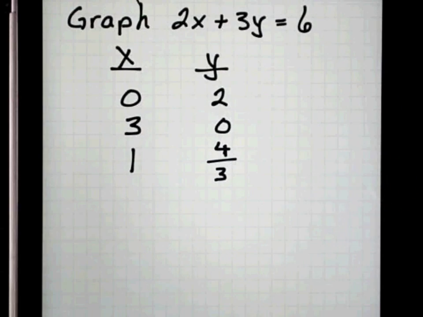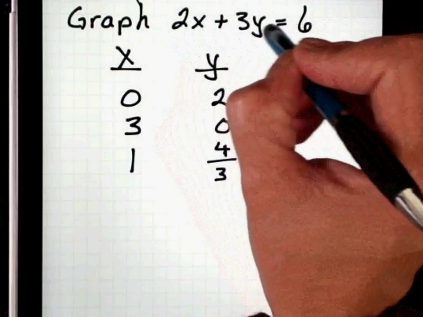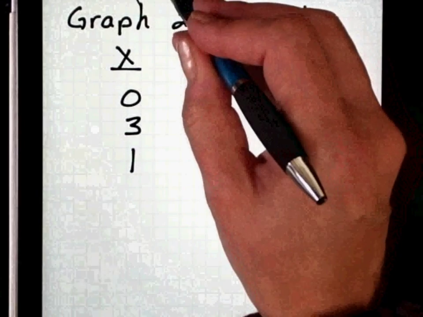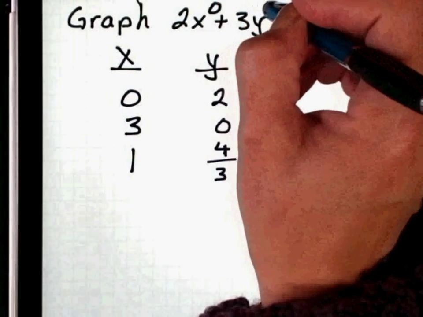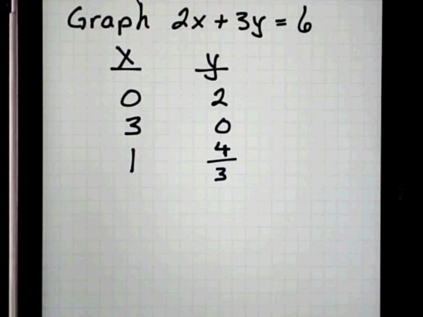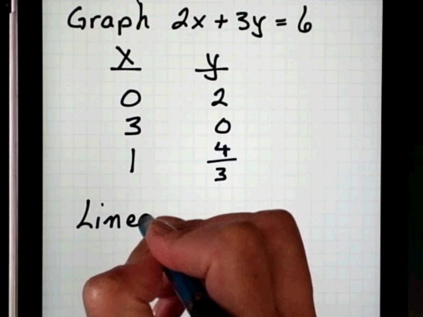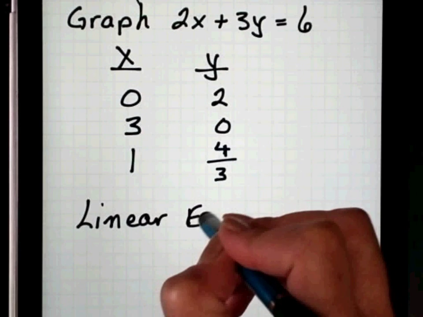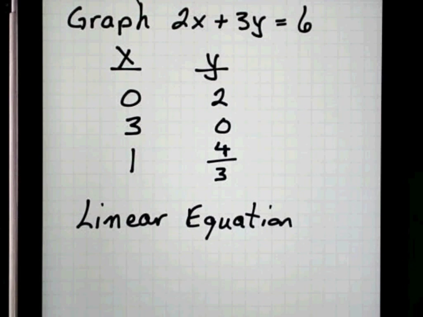Now I told you a minute ago this is going to make a line, and this is how we know. If we look at our equation, there's no exponent on either the x or the y. That means this is what's called a linear equation. We'll spend some more time with these. We'll do a lot of graphing. Every linear equation, when we graph its solution set, makes a straight line.